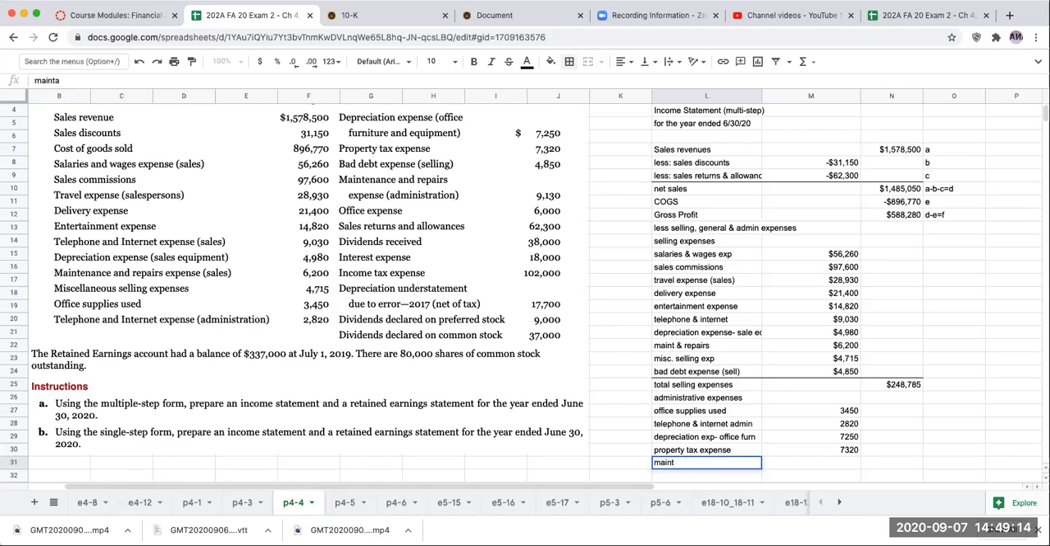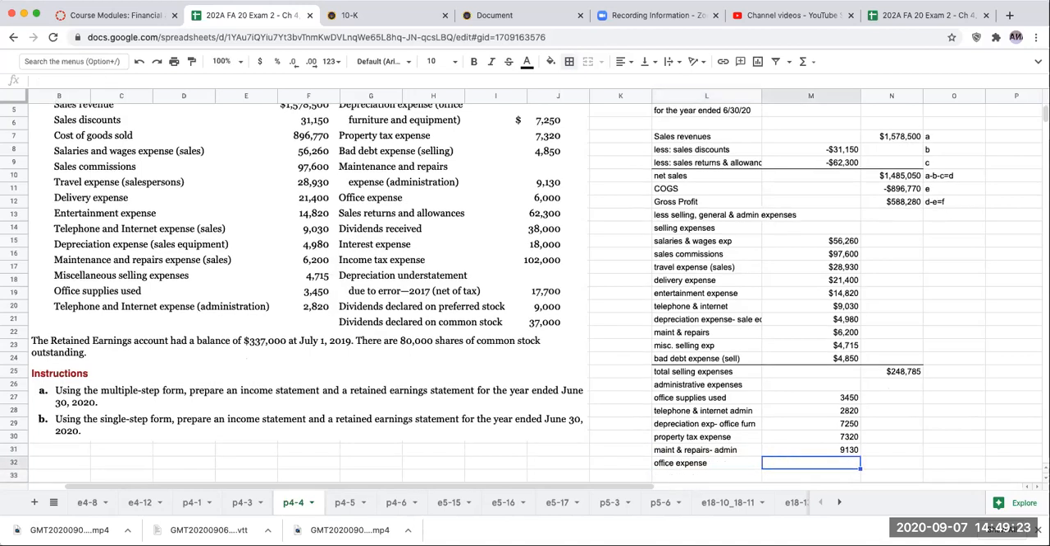Maintenance and repairs, admin, $9,130. Office expense, $6,000. Sales returns and allowances we've already dealt with. And then over here, I think we're going to be good on this.